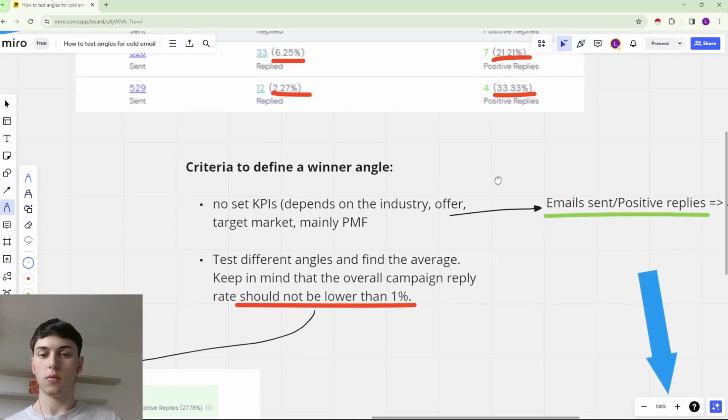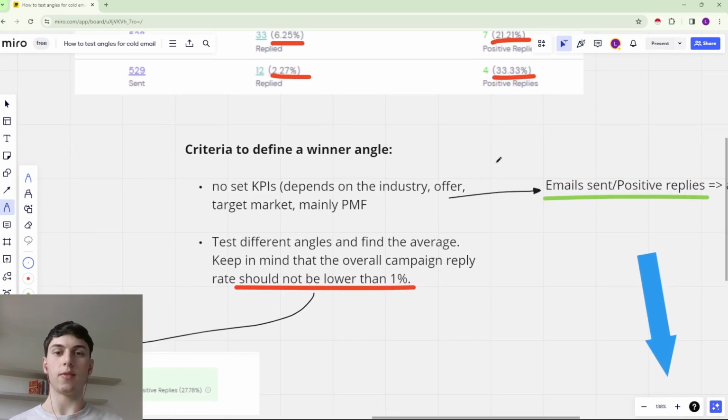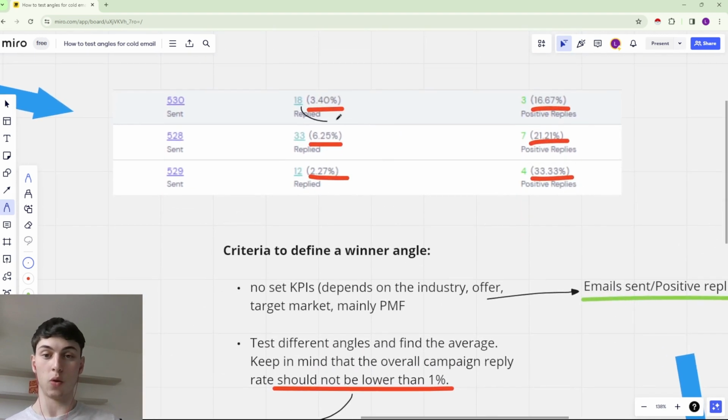So when it comes to evaluating if an angle worked well or not, you want to test different angles before even evaluating. You want to test different angles and find the average of the positive replies that you got out of all the angles. Now, keep in mind that the overall campaign reply rate should not be lower than 1%. And the reason why this should not be lower than 1%, this is not the overall campaign reply rate. This is the angles reply rate.